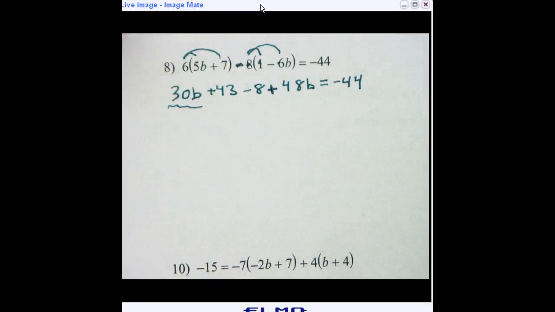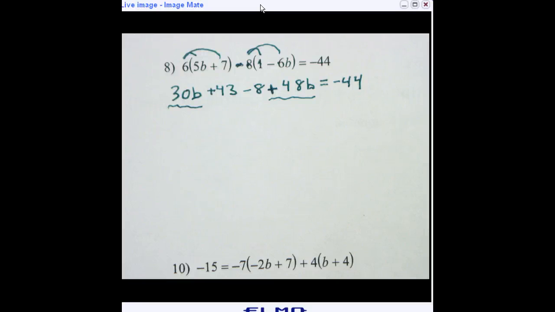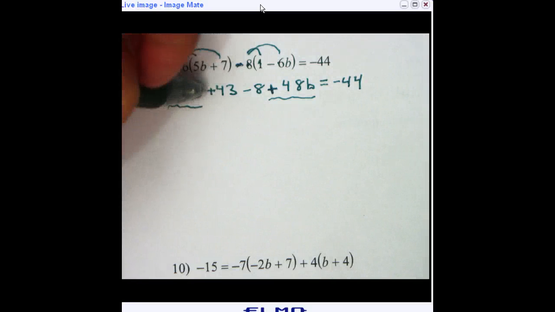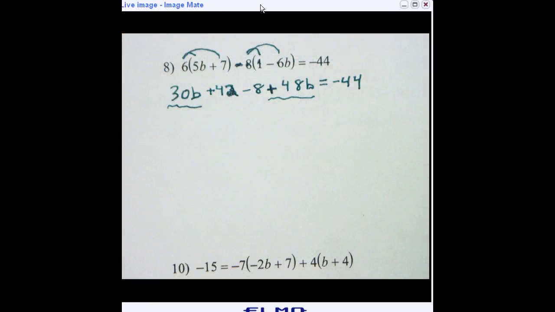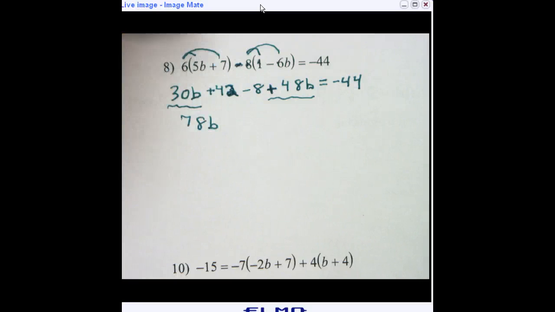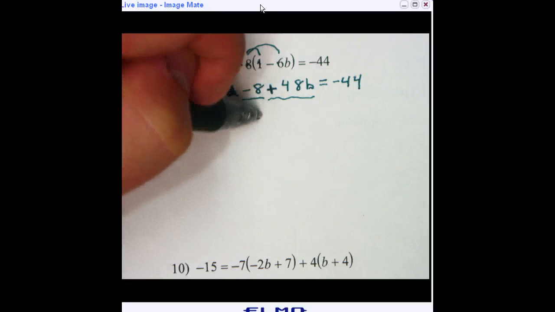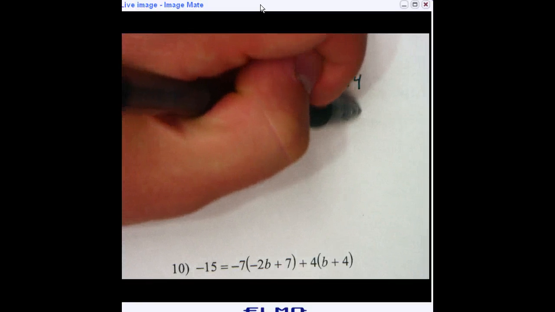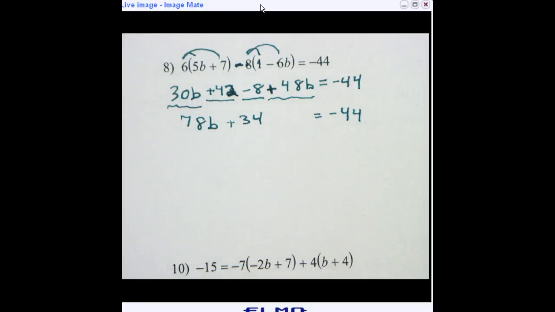Okay, on the same side, we have a 30, 48b. Oh, 43. Yeah, that's the other one, huh? Forgot about it. 42. Yep. Thank you. And we have, what, 78b? And then combine the 42 minus 8, which is 34. And now you can solve. So yeah, make a big emphasis. Whenever you have a negative in front, you do distribute that negative.